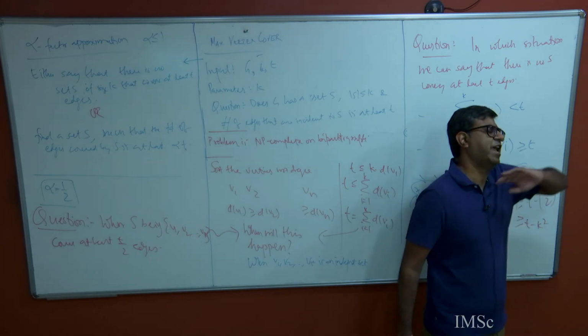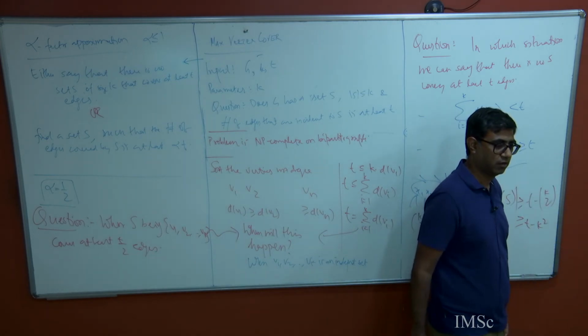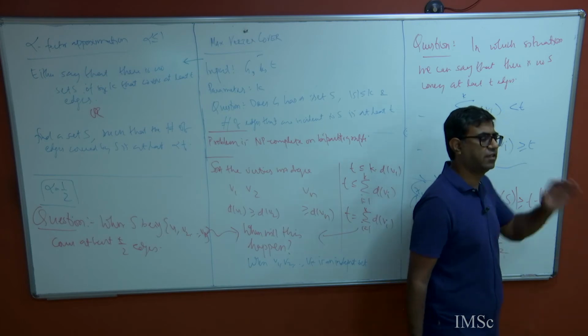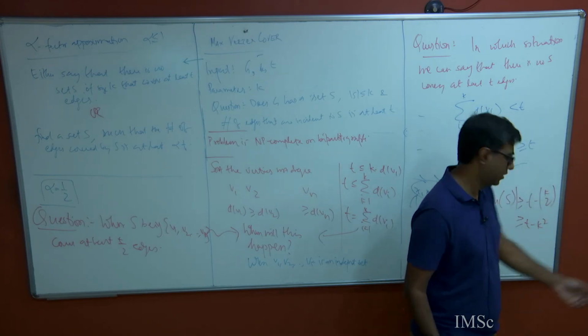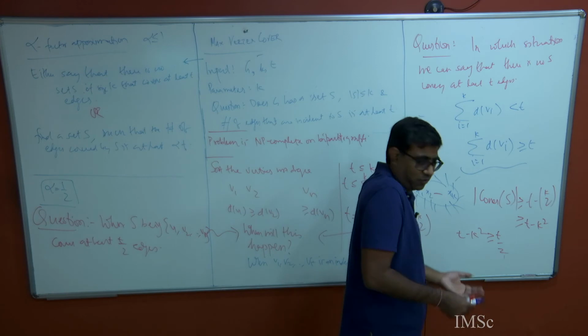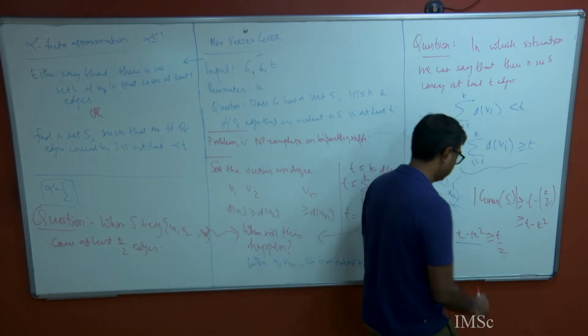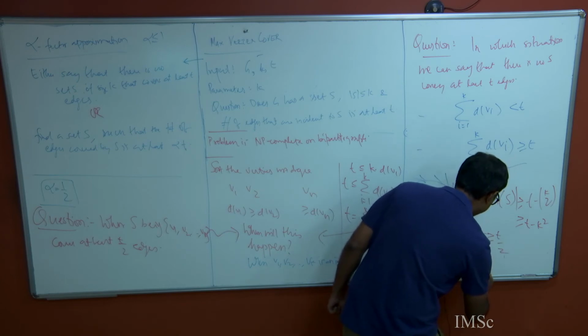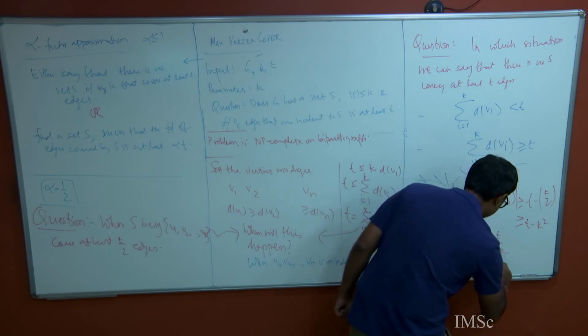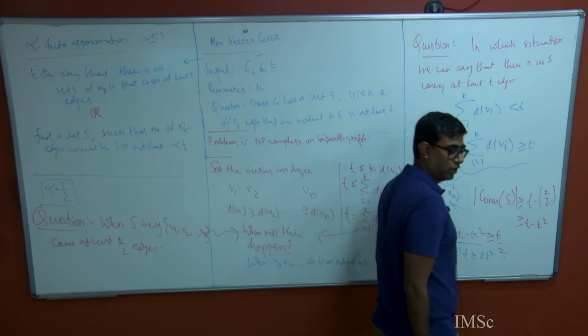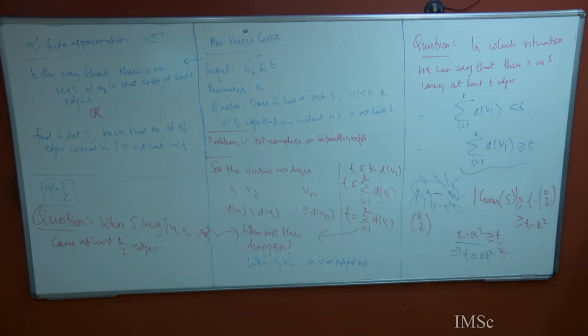If t is much larger than k square, then it should be an approximation. So basically what I want is t minus k square should at least be t over 2, which implies t should be at least 2 times k square. So if t is at least 2 times k square, then this is a factor half approximation. Otherwise t is at how much? Less than?